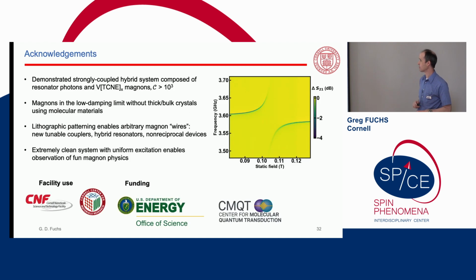OK. So now I am done, I think more or less on time. What we have done here is we've taken a very different material, which puts us in a very different regime, both in terms of the spin wave propagation as well as in the basic property of the magnetization, and used it to show a very strongly coupled system of magnons and photons with a cooperativity greater than 10 to the 3. We see some really interesting low damping dynamics in these systems.